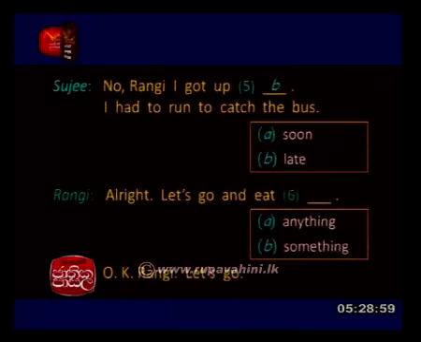Rangi, all right, let's go and eat blank. What are the 2 words? Anything, something. Let's go and eat something. You can't eat anything. You have to eat something. Okay, Rangi. Let's go.